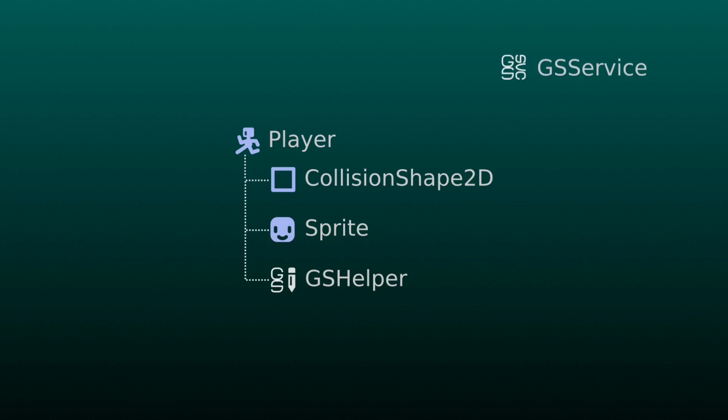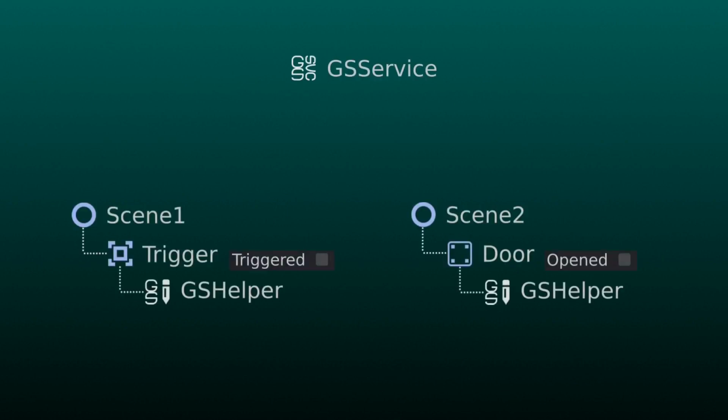Let's go over some other scenarios we have to handle if we want everything to work smoothly. One scenario is having an event in one scene affect the game state in another. For example, we have a trigger in one scene. When the trigger state changes, we want a door in another scene to be opened. In order to do this, we need the trigger's game state to be made available to the door in the other scene.